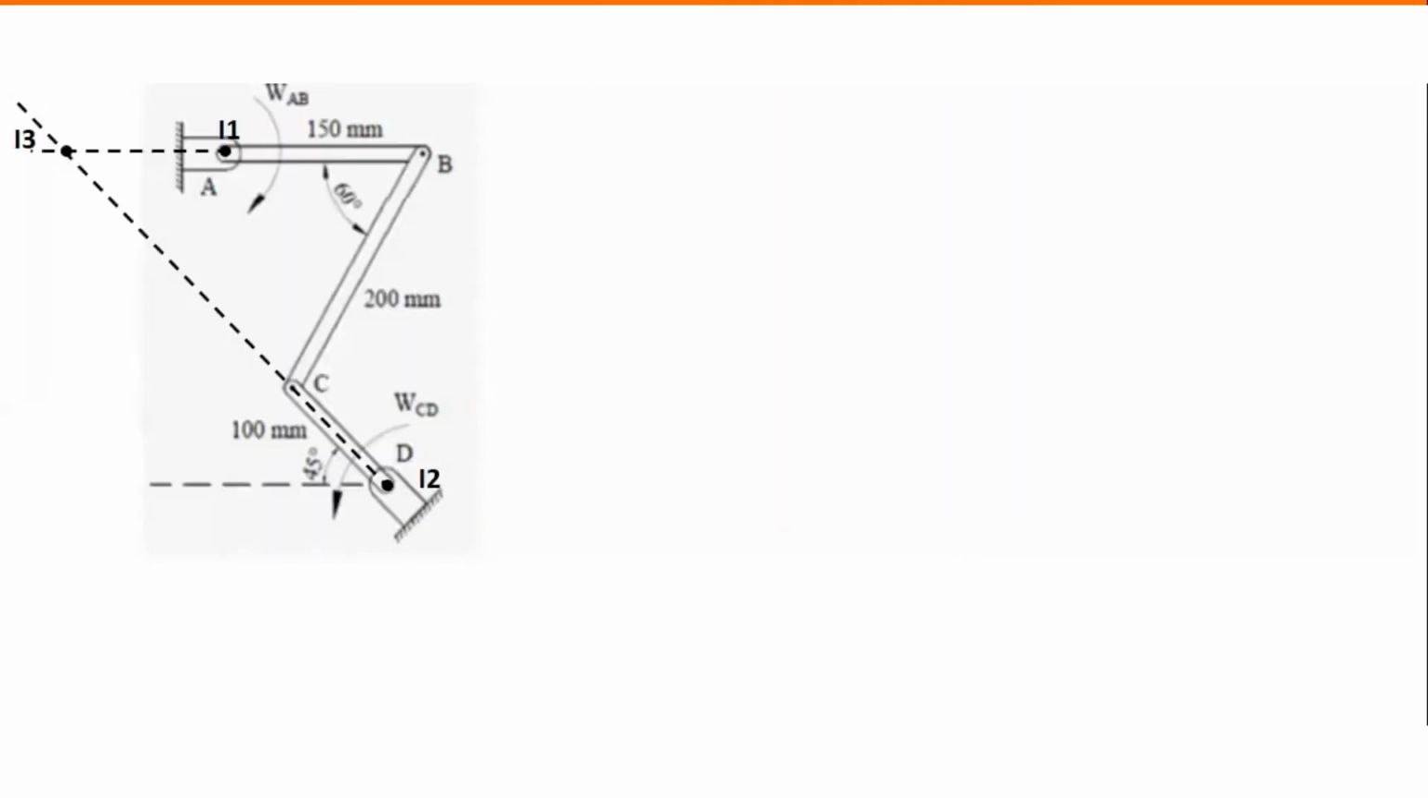Now what is the next step? The next step is simple. First I will write the link name. So what is my first link? Let us say link AB. What is the corresponding ICR to link AB? The ICR is I1. Now what are the 2 points on the link? The 2 points are A and B. So I will write point A, point B.